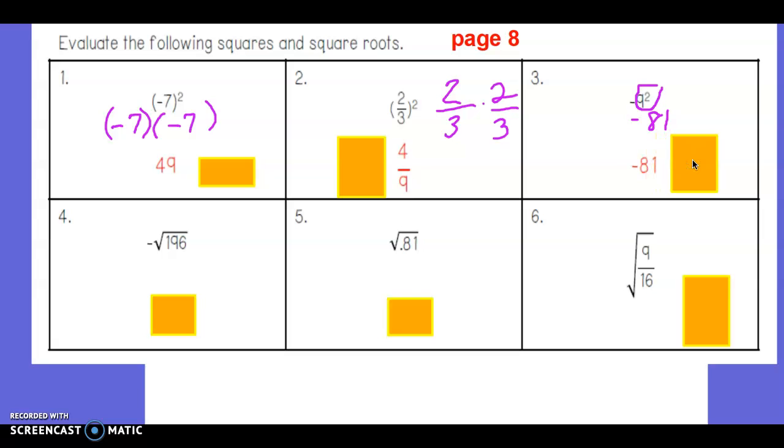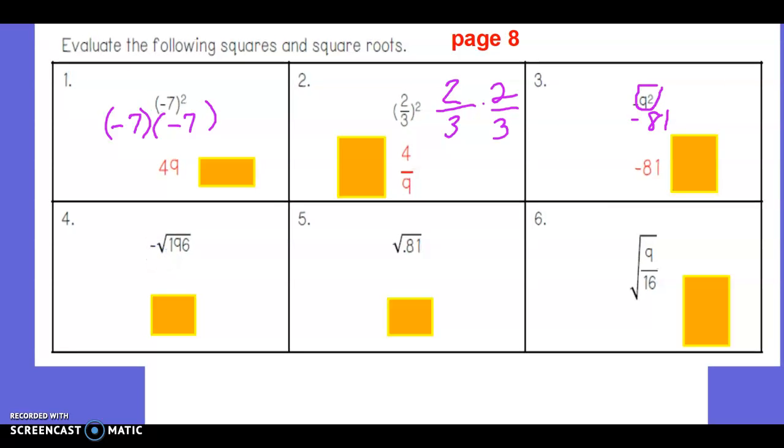Now let's look at square root. Number 4, the negative sign is in front, and we're just going to find the square root of 196. That is one that you should memorize. The square root of 196 is 14, and then just bring that negative sign down and put it in front. And so this becomes -14.